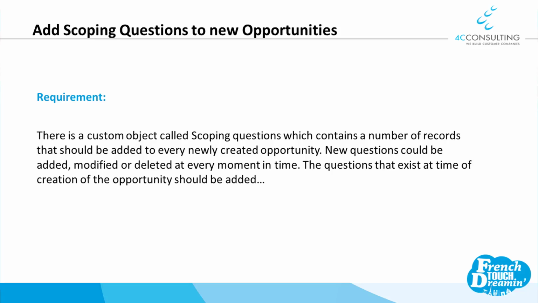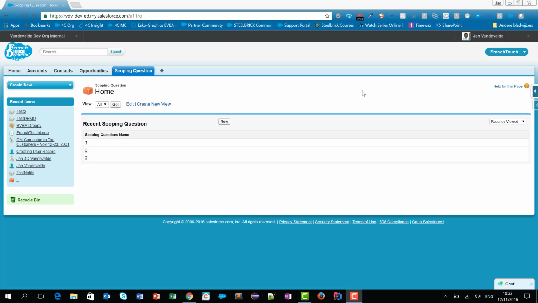And in this video, we will explain how the flow works to add scoping questions when creating a new opportunity. So what do we mean with the scoping questions? For example, you create a custom object like a project, or in this case, you create an opportunity. You want a bunch of questions that the sales rep has to ask the customer. So in this case, we will call it scoping questions.